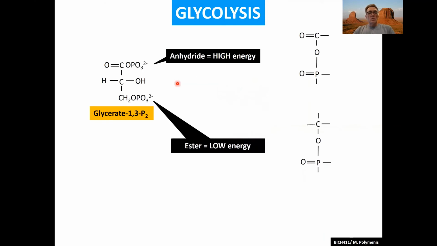Well, the pre-existing phosphate, the one that was put in by hexokinase or phosphofructokinase, is low energy. That's a regular ester, but this one is an anhydride, the one that we just saw from GAPDH. And in reality, this is how they look. So it's only this one that's high energy, and it's only this phosphate that can be interchangeable with ATP.